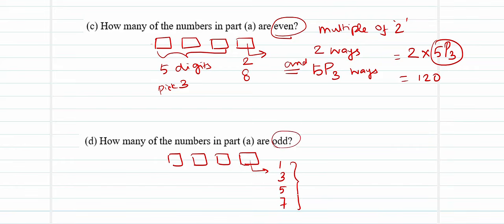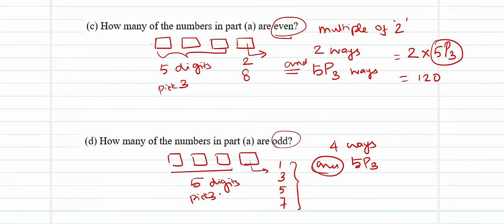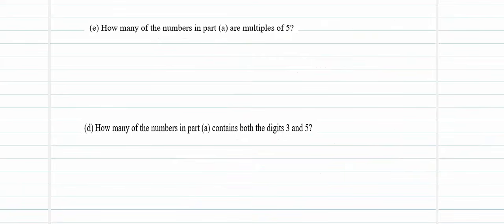So how many ways do I have for filling the last digit? I have 4 ways for filling the last digit. And the remaining 3 digits can be filled using the 5 digits which are available in how many ways? You need to pick 3 from the 5. That can be done in 5P3 ways. Since it is an AND, the total number of ways will be equal to 4 into 5P3, and we can show this to be equal to 240.